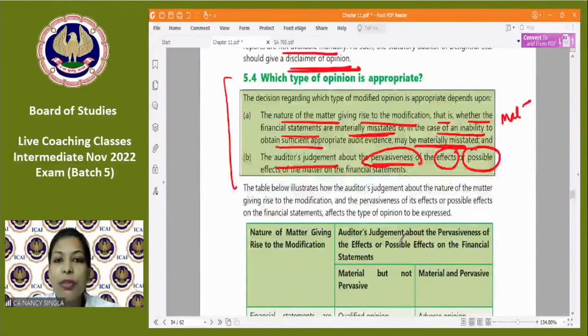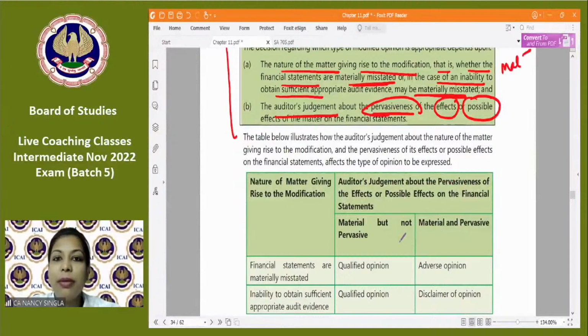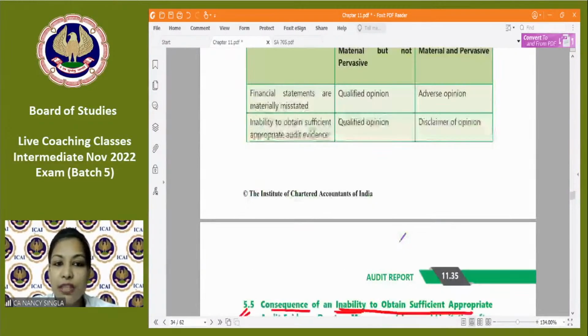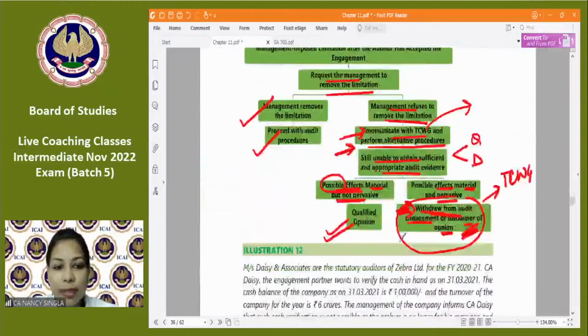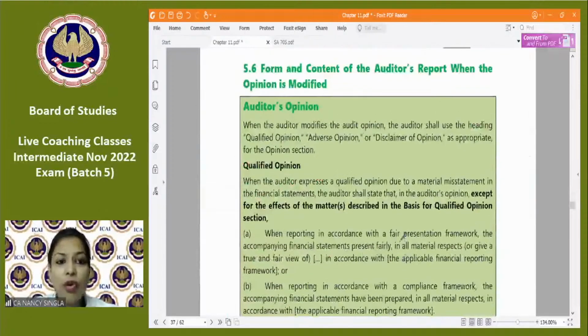Then which type of opinion is to be given? It depends upon materiality and pervasiveness. So this table we have done in detail. Consequences ये भी हमने देख लिया था. Now form and content of auditor's report when the opinion is modified.